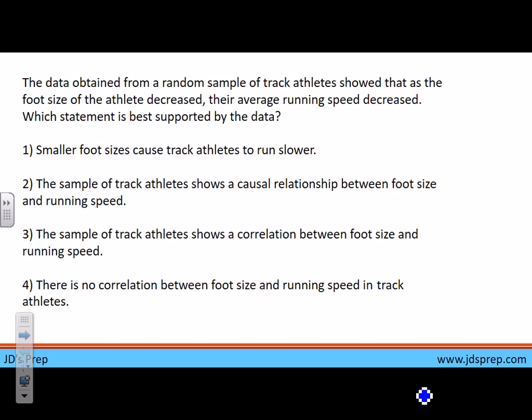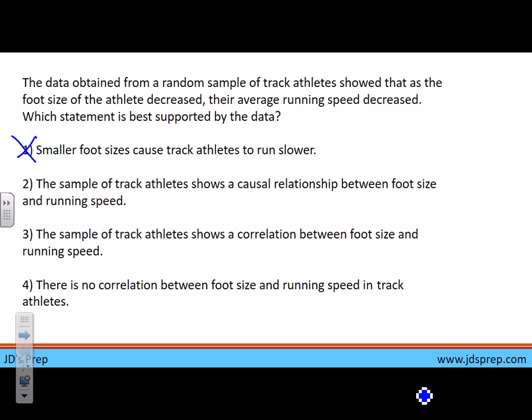Now here, we're just told that there is a random sample of track athletes. And we can't get any sort of cause and effect relationship between our variables of foot size and running speed unless we are able to randomly assign foot sizes to the athletes. Since that's not possible, we can't claim the cause and effect relationship here between the foot size and the run speed. So that first statement is not going to be true.